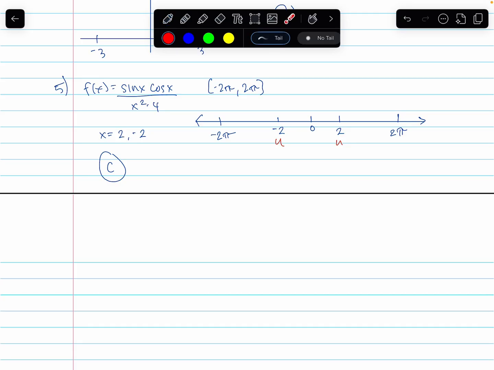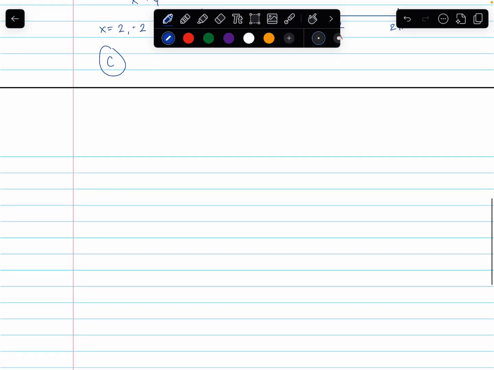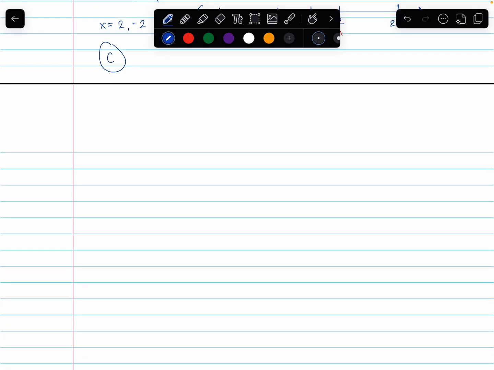Let's just check D, but it says pi halves. So pi halves would be less than 2, and then to pi, which would be greater than 2. So no, because we're undefined at 2. All right. Question 6.